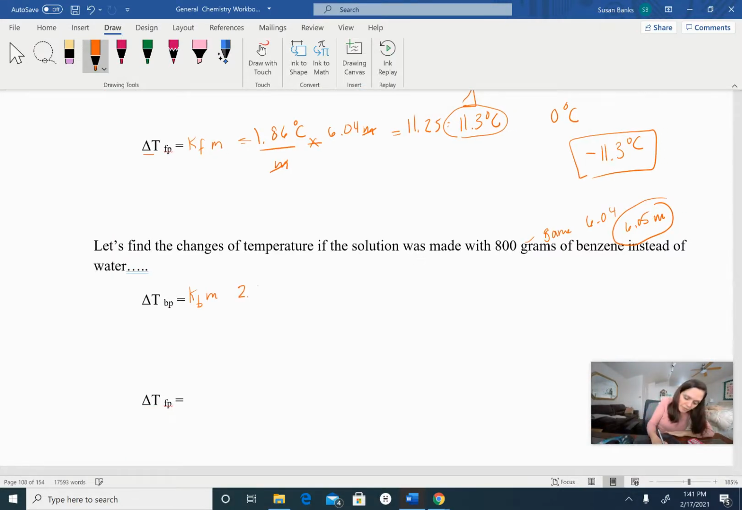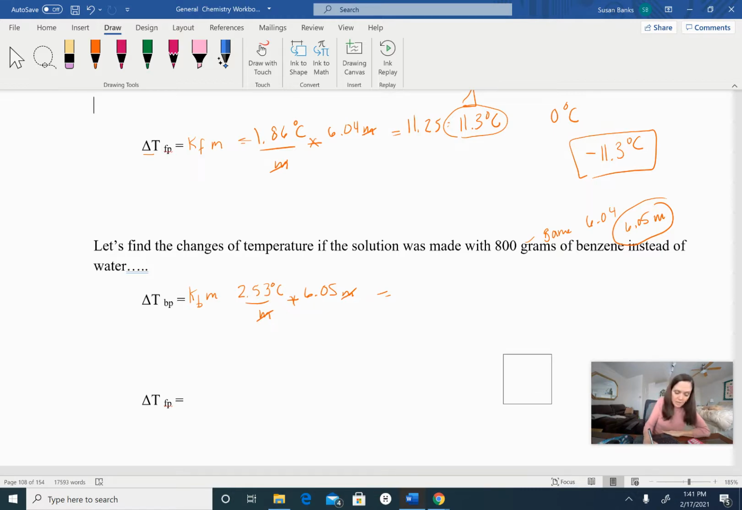So 2.53 degrees Celsius per molal. And our molality is 6.05 molal. So our molals cancel out and we're just left with degree changes. So 2.53 times 6.05 gives us a degree change. We've got 3 digits. That will give us 15.3 degrees Celsius that will change.